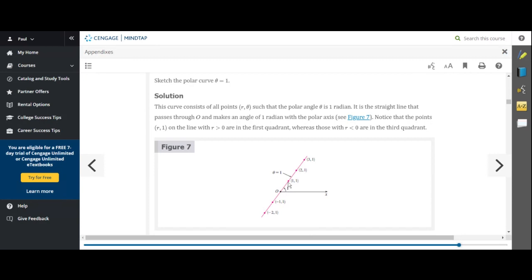But every point on the line has an angle of 1. If you were to measure each angle for each point, it's going to have about a 57-degree angle, but the radius varies. Okay, 1, 2, 3, -1, -2, -3, and so forth. It traces out a line.